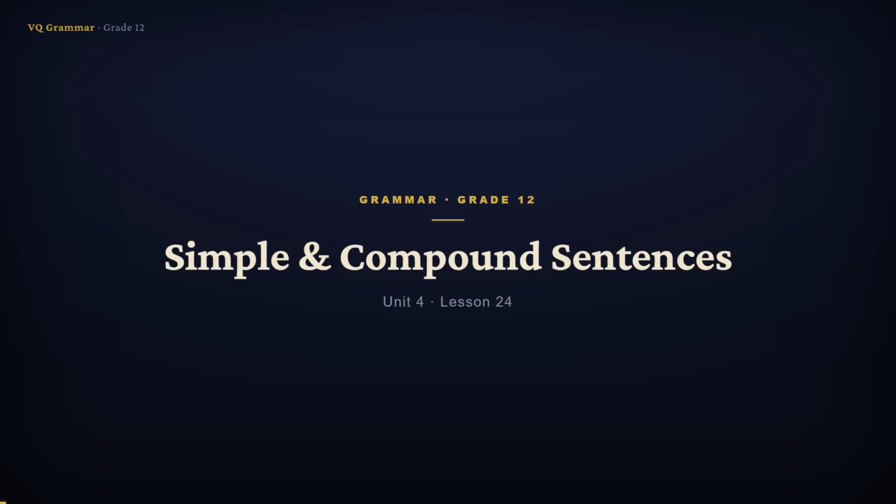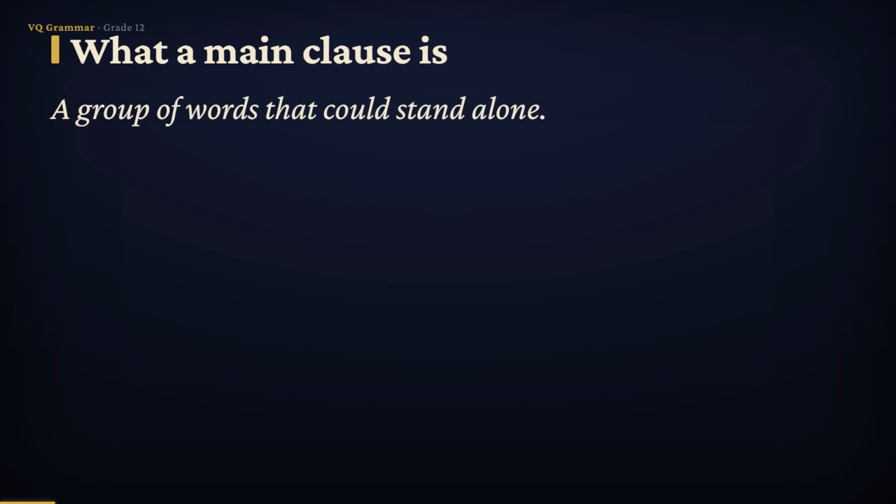This is Unit 4, Lesson 24, and today we learn a skill that sounds almost too simple. Count the main clauses and you can name the sentence. That's really the whole game. A sentence with one main clause is simple. A sentence with two or more is compound. Once you can spot a main clause and count it, a lot of the mystery around sentence structure just falls away. Let's dig in. Before we count anything, we need to know what we're counting.